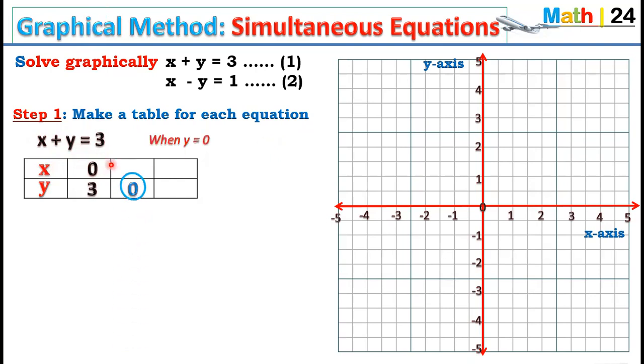Now, if y is equal to 0 instead, x was 0, now it is y. If y is equal to 0, I'm going to have x plus 0 equals 3. So x will be equal to which number? x will be equal to 3. Now take any other value for x.